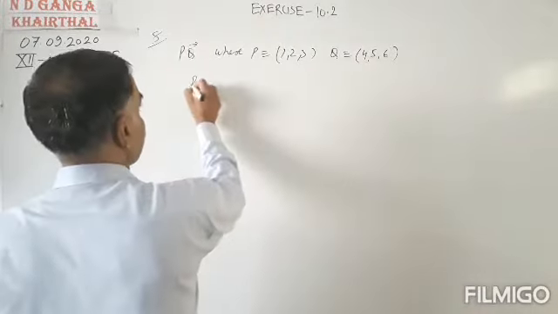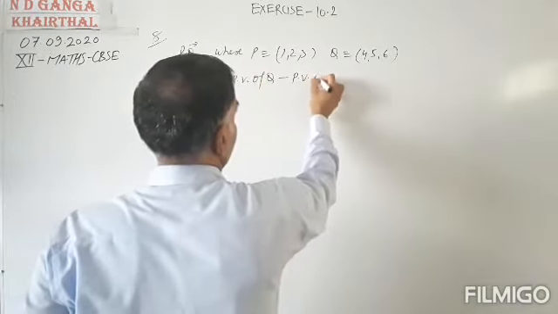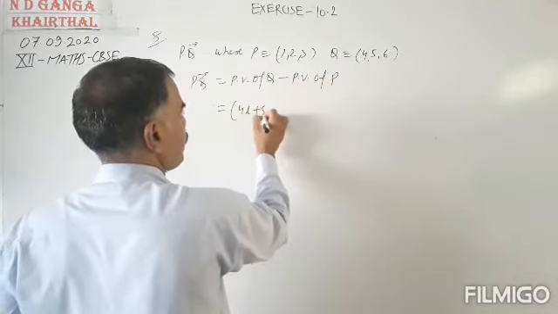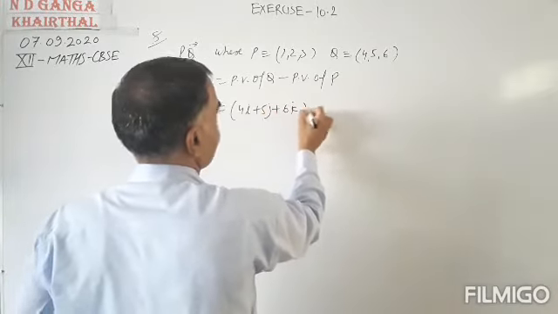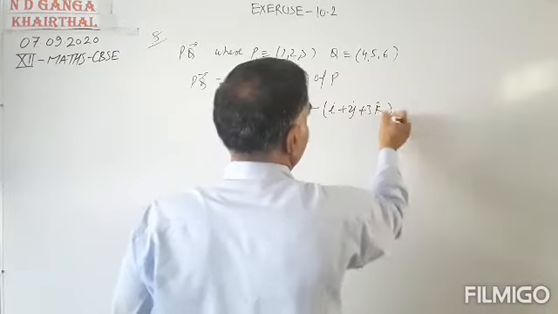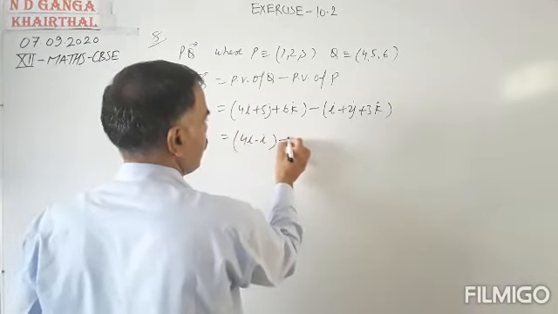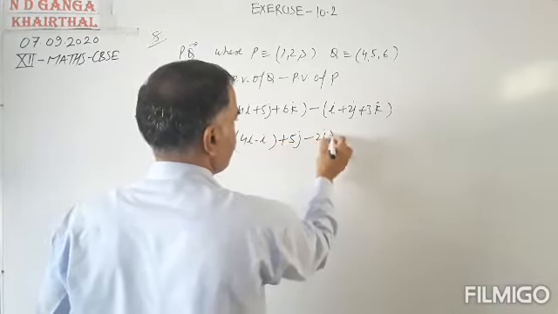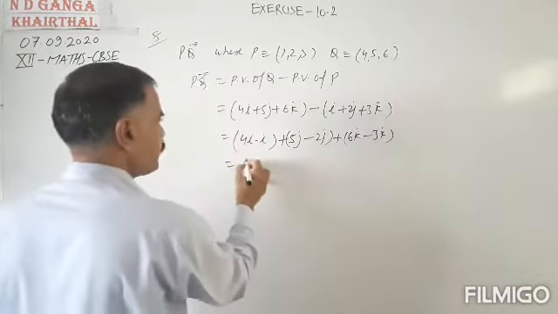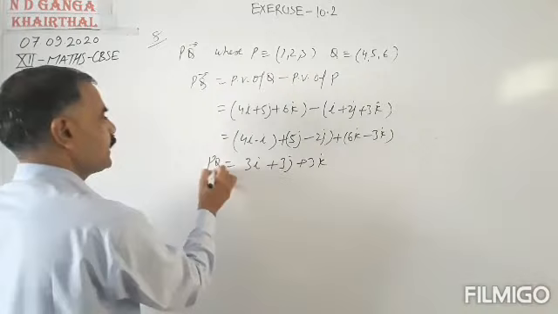So PQ vector is equal to position vector of Q minus position vector of P. Position vector of Q is 4i cap plus 5j cap plus 6k cap minus position vector of P, which is i cap plus 2j cap plus 3k cap. So this is equal to 4i minus i plus 5j minus 2j plus 6k minus 3k. So all are equal to 3i cap plus 3j cap plus 3k cap, and this is PQ vector.